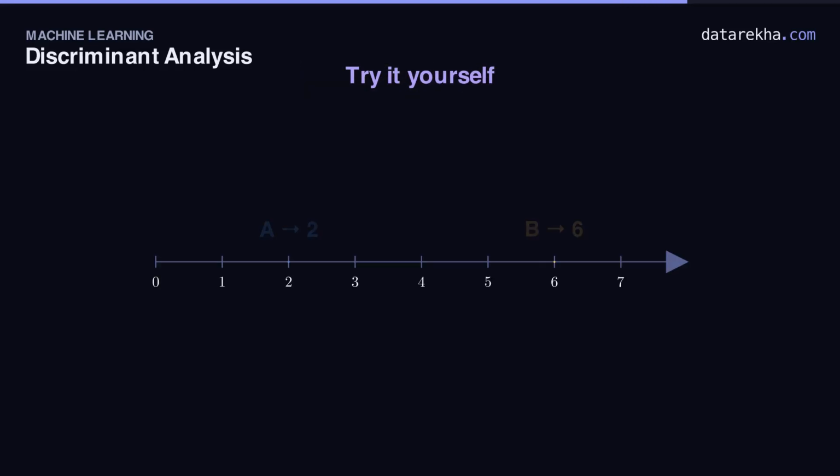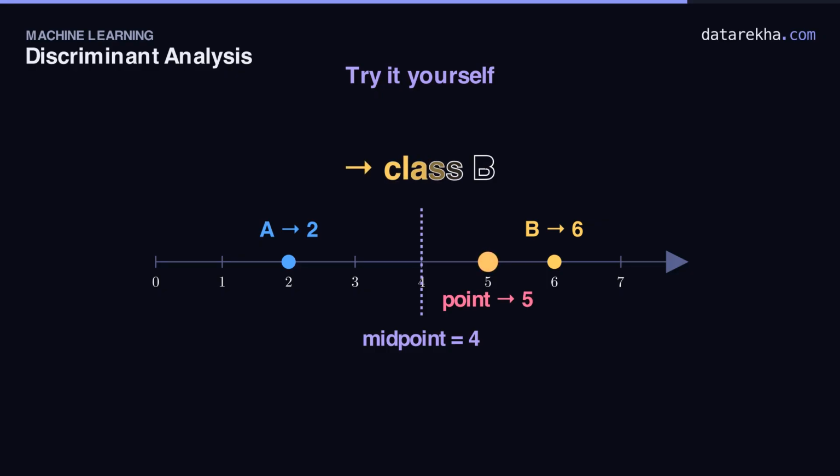Your turn. Class A's mean projects to 2 on the line. Class B's mean projects to 6. A new point lands at 5. Which class does LDA assign it to? Pause and work out the threshold first. Here's the reasoning. With equal priors, the threshold is the midpoint of 2 and 6, which is 4. Our point sits at 5. That's past 4, on class B's side, and closer to 6 than 2. So the answer is class B. If you found the midpoint, checked which side, and landed on B, you've got the entire decision rule in your hands.